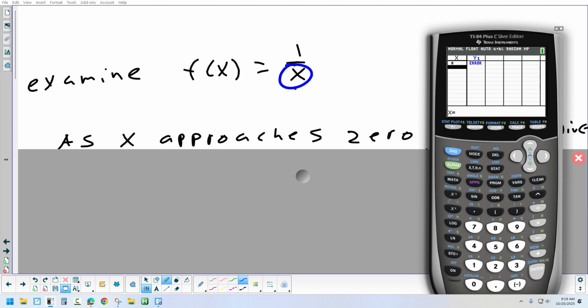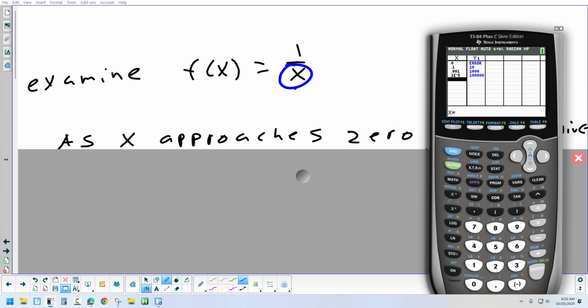But let's plug in something close to 0. What's a number that's really close to 0? Yep. 0.1. Right? If you plug in 0.1 for x, 1 divided by 1/10, that comes out to 10. Right? Let's go even closer to 0. 0.001. That's 1 divided by 1/1000th. That's 1,000.